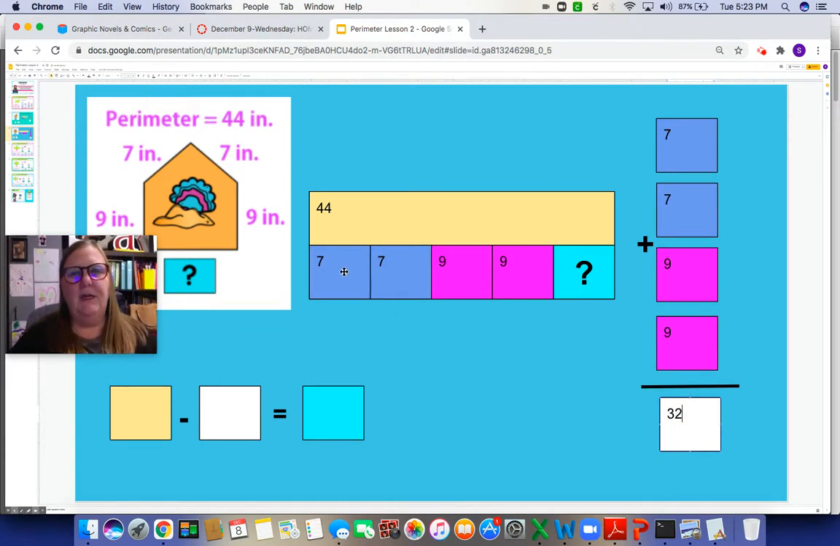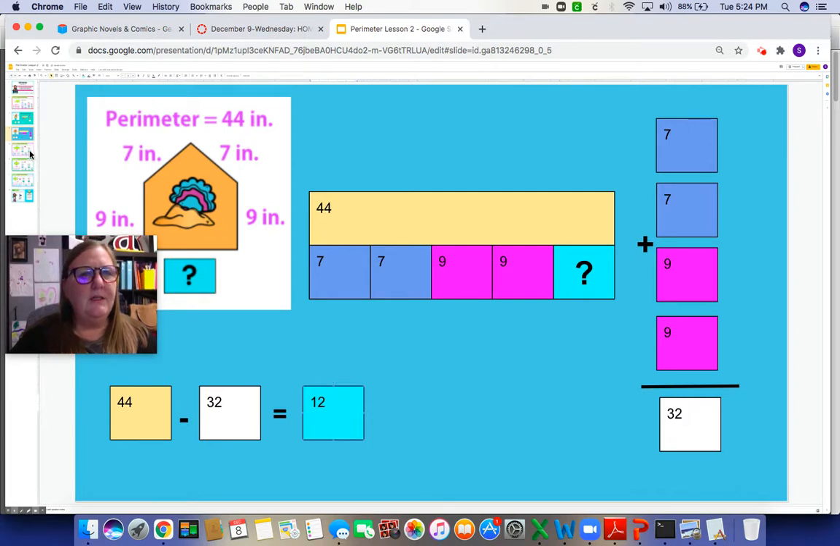So now we're ready to plug in our answers. We know that the perimeter is 44 of the whole shape. We know that these 4 sides, those parts, 7, 7, 9, and 9, are equal to 32. So we're going to type that in. And then we're going to take this whole, which is, I'm sorry, 44, and subtract it from the 32 that we already know. And the answer would be, and again, if you don't know, I would suggest you stack your numbers over top of each other. And the answer is 12.